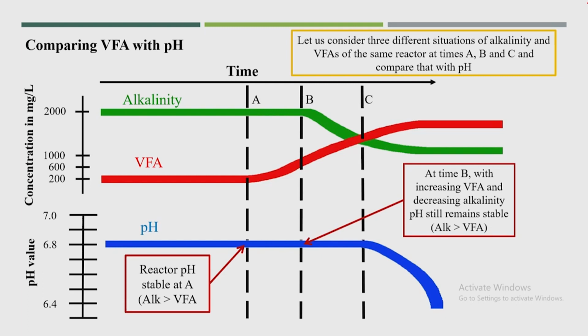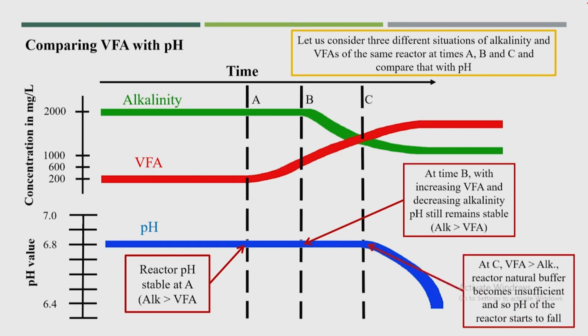At time B, or stage B, VFA is increasing, but alkalinity is slightly reducing, and even with decreasing alkalinity, pH still remains stable. Until then pH will not be affected, because in the same condition the alkalinity is more than VFA. But at stage 3, the VFA is now more than alkalinity or almost equal, and the reactor's natural buffer becomes insufficient. So, the pH of the reactor starts to fall.